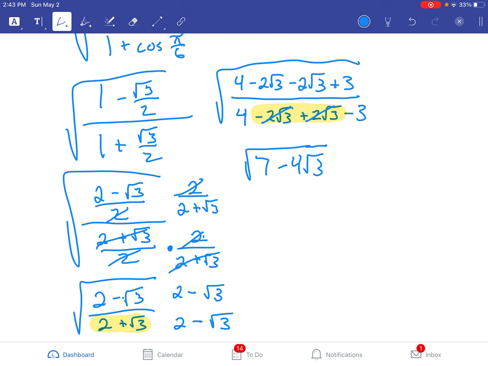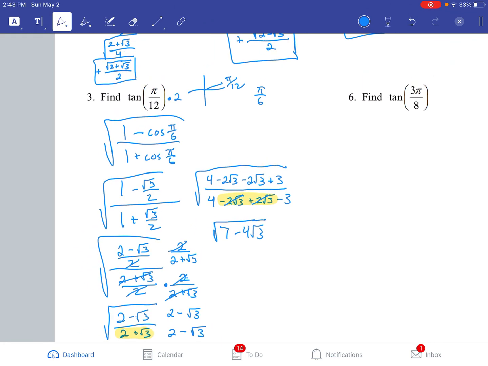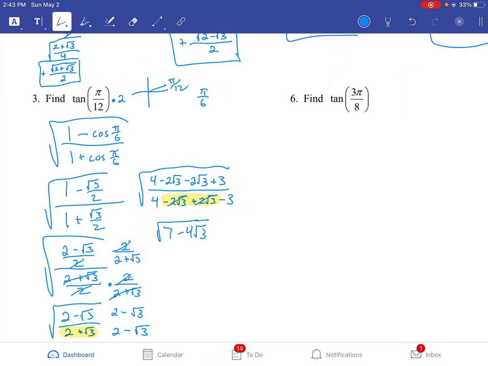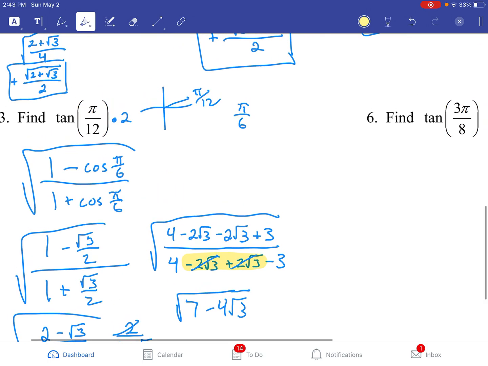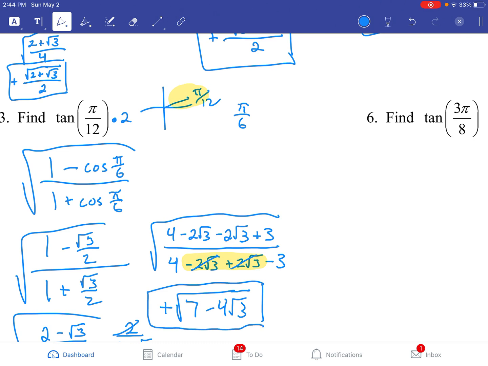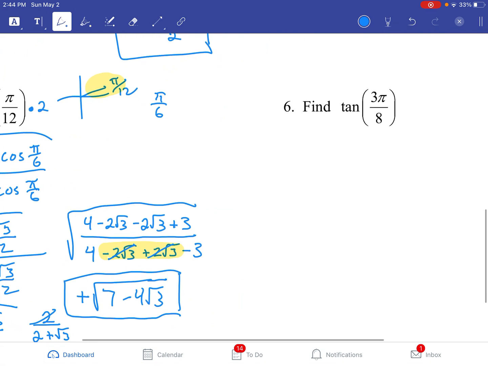There's nothing else we can do to simplify the inside. What we have to do, though, is figure out the sign. So we go back to our little sketch. We want to know what the tangent of this value would be. So if we think about it, the tangent is y divided by x. Both y and x terms in the first quadrant are positive. So when you divide them, you're still going to get a positive. So our answer will be positive. The square root is 7 minus 4 root 3. Okay, and that's it. Easy, which is why we're going to do another one.